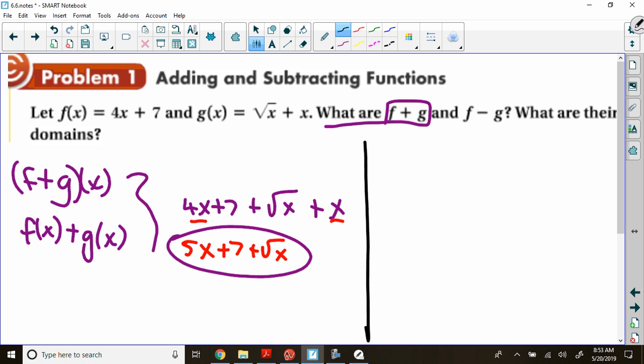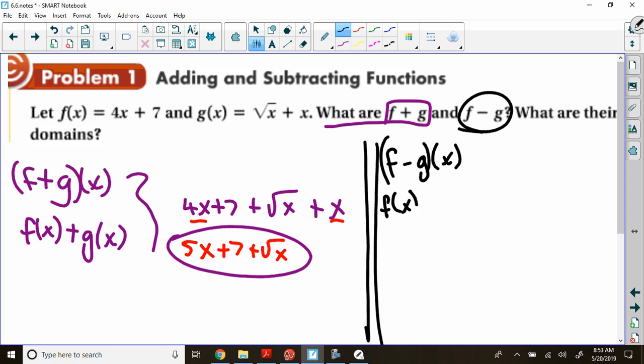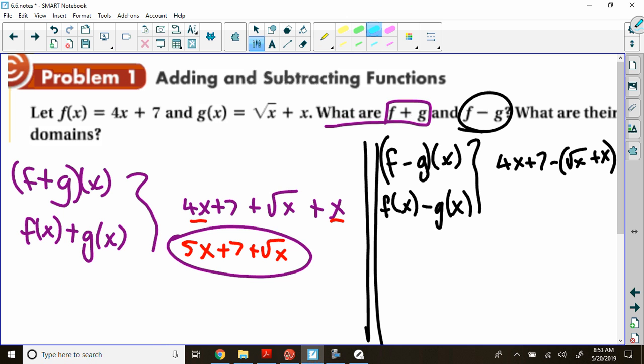The other part, finding f minus g of x, or f of x minus g of x. We're just going to substitute. That's going to be 4x plus 7 minus the quantity of rad x plus x. Probably the most critical part there is using parentheses, using parentheses around that quantity of the square root of x plus x.